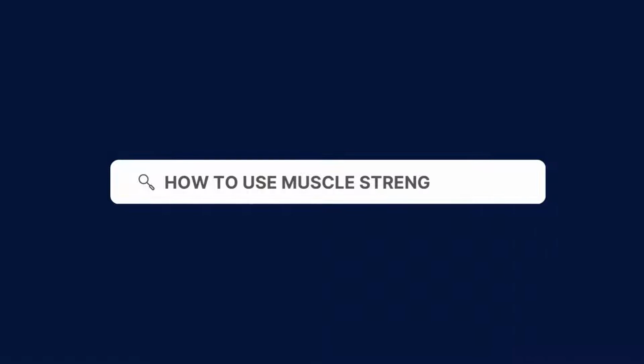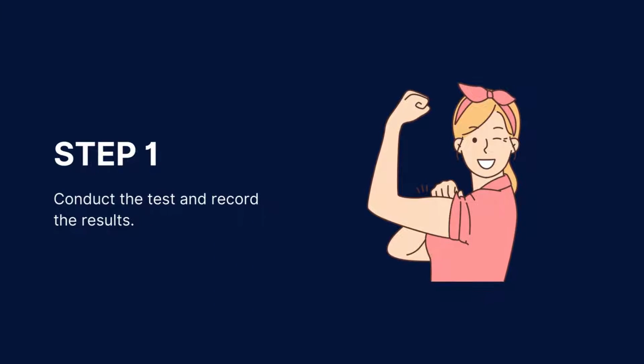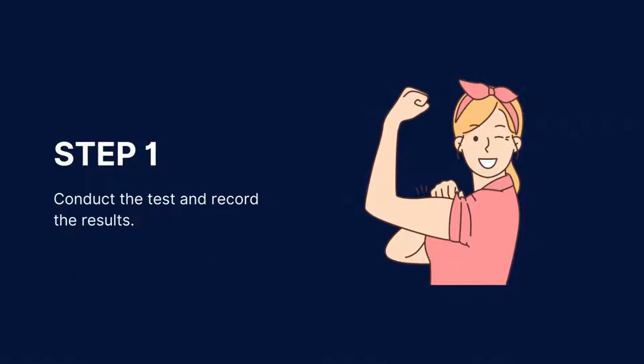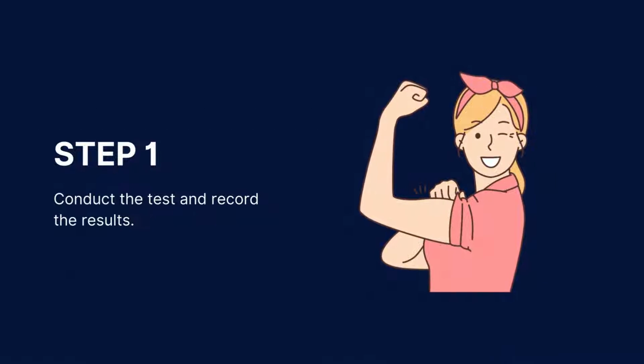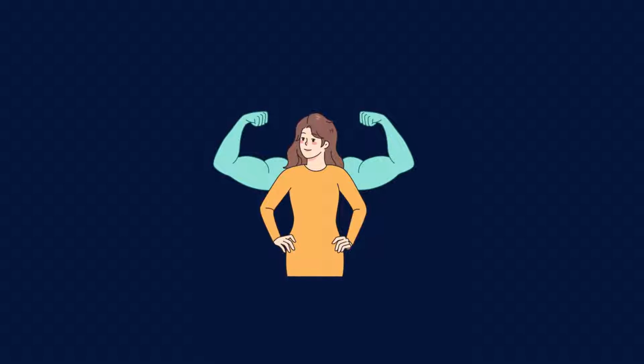Download our muscle strength scale from the Carepatron platform, which you can find in the link in the description. Firstly, fill out the required basic information and list down in the table provided in the template the muscle group you will test. Remember to record the results immediately after conducting the muscle test for the muscle group to prevent confusion or forgetfulness.